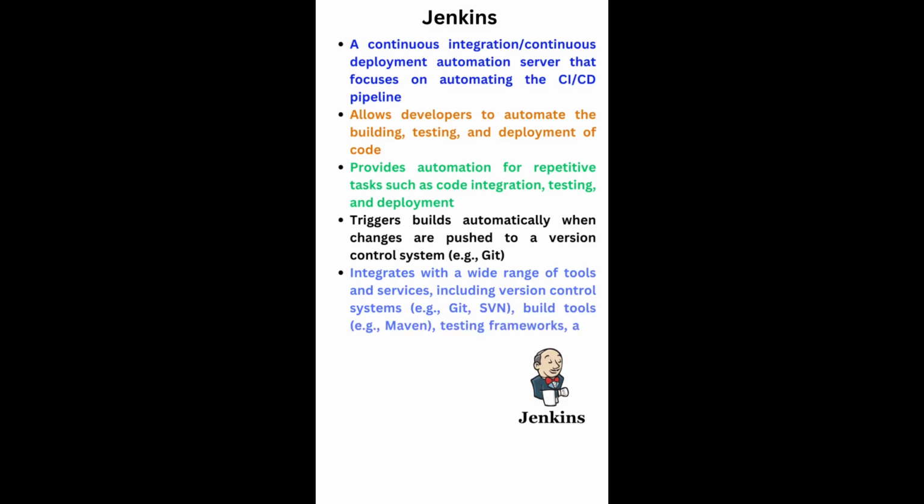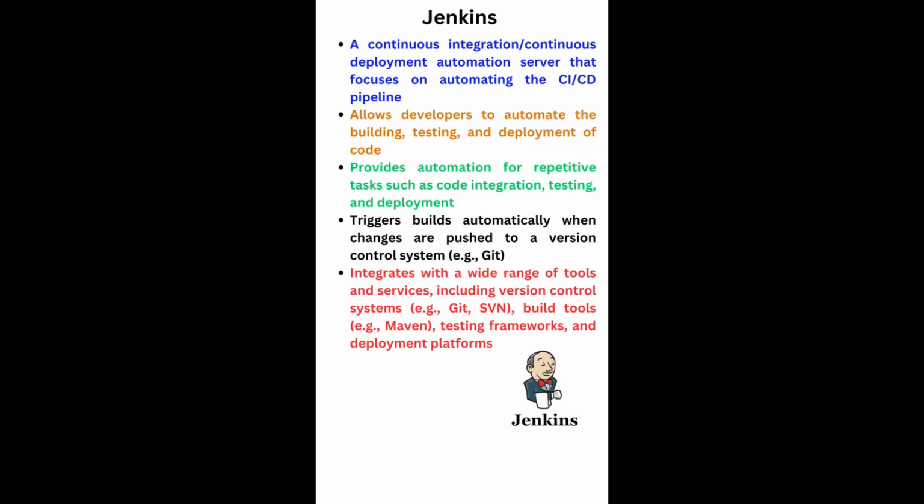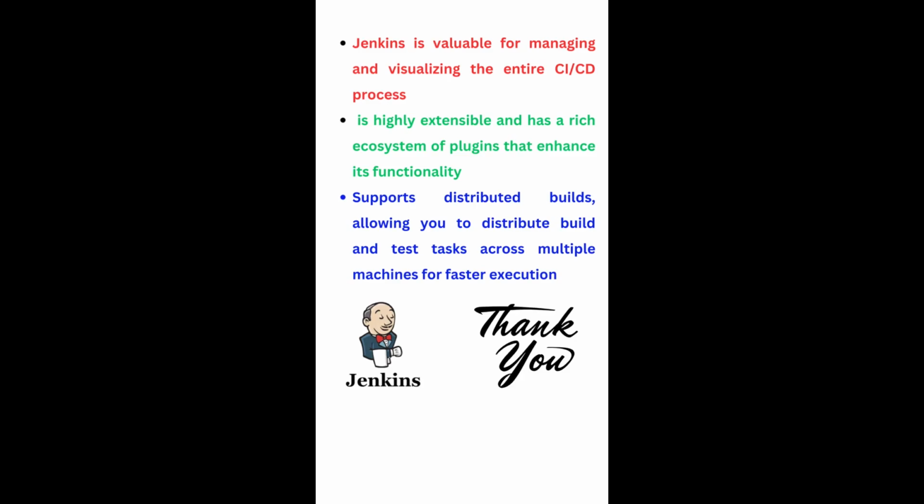It can be integrated with a wide range of tools and services, including version control systems such as Git, SVN, and the build tools, like Maven, testing frameworks, and deployment platforms. Thus, Jenkins is valuable for managing and visualizing the entire CI/CD process. It is highly extensible and has a rich ecosystem of plugins that enhance its functionality, and it supports distributed builds, allowing you to distribute build and test tasks across multiple machines for faster execution.